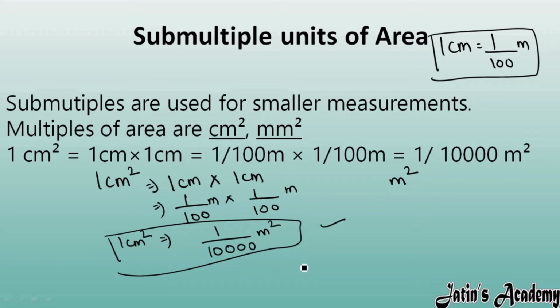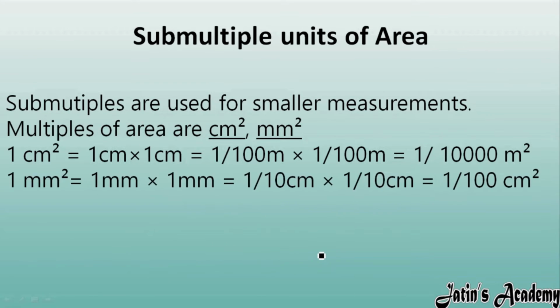You have to remember this, because in exams it can be asked what the relation is between the submultiple centimeter square and the SI unit meter square. So we have to prove this properly. Fine. Next we have the second submultiple, 1 millimeter square.